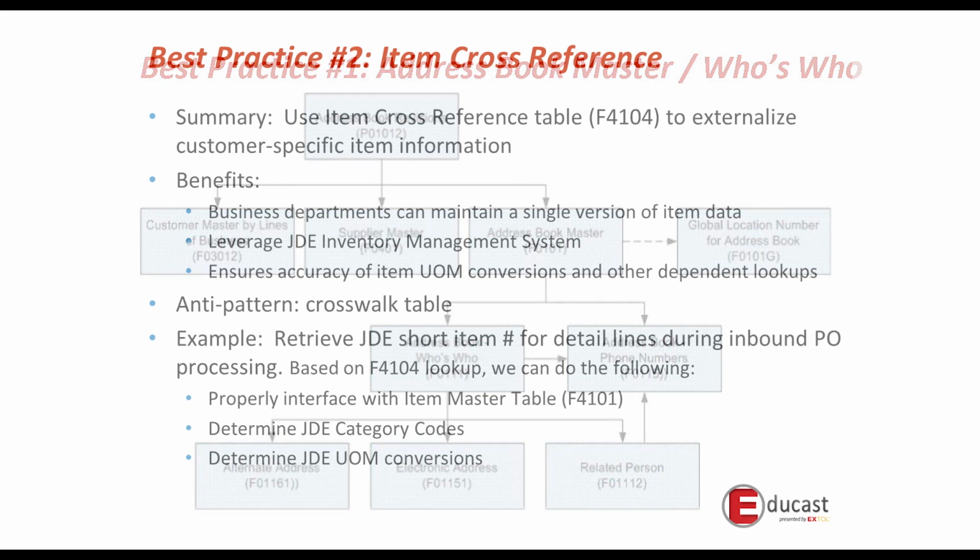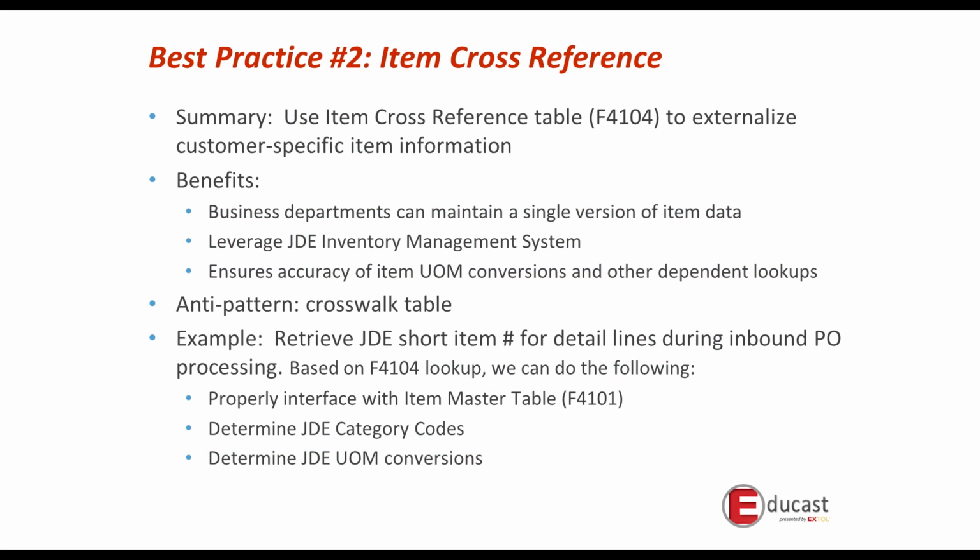Moving to the next slide, we're going to be looking at the best practice of the item cross-reference. The JD Edwards item cross-reference table, commonly known as the F4104, is where JD Edwards stores the item descriptions that the item search program P41200 uses.